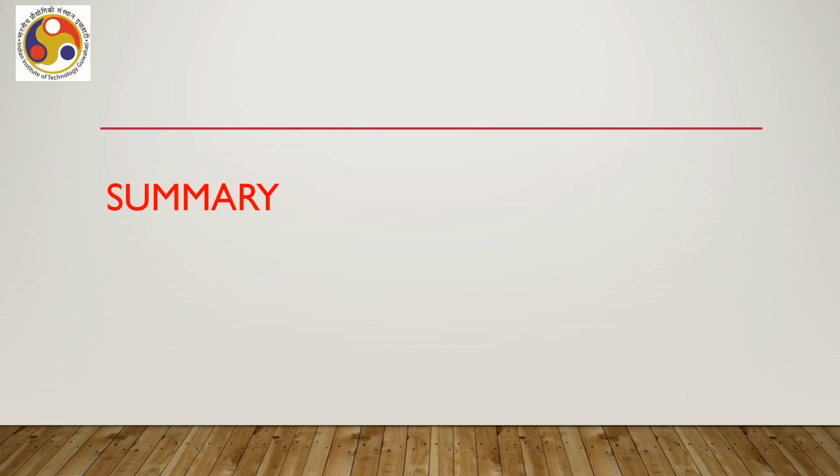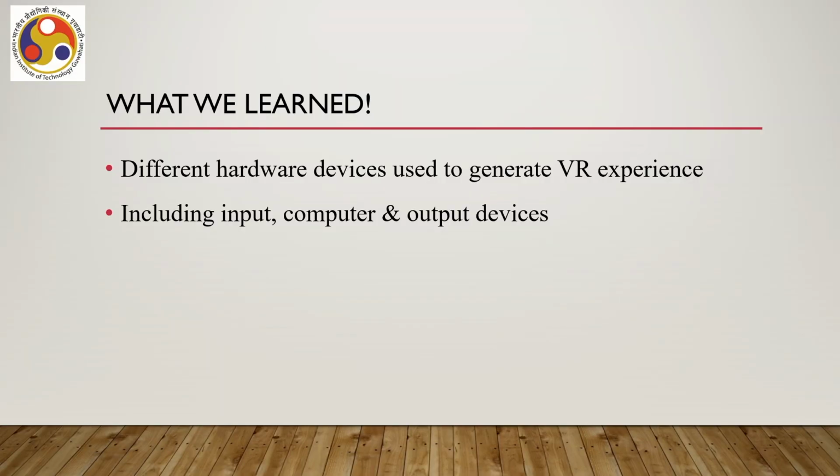So, with that we have come to the end of this lecture. Let us quickly summarize what we have learned. So, we have talked about different hardware devices used to generate VR experience, which included broadly three categories of devices: input, computer and output. Input we have seen can be handheld input or non-handheld input, whereas output can be visual, can be auditory, can be touch or haptics, can be motion platforms or proprioceptive forces.